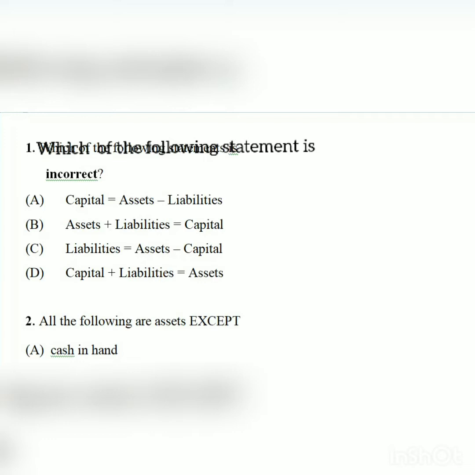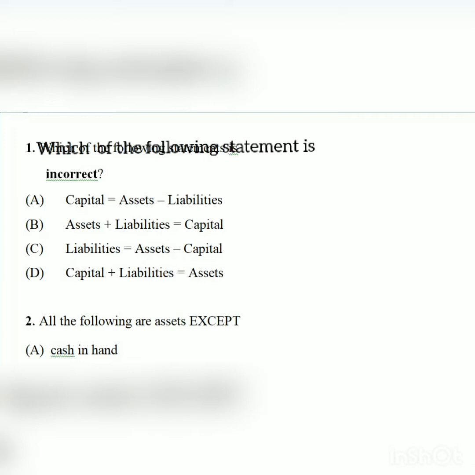Now, these questions that I'm going to work for you are in line with the syllabus, the topics on the syllabus, and will help you to prepare for your Paper One, your Principles of Accounts Paper One. So let's get right into it. Our first question here asks us, which of the following statements is incorrect?